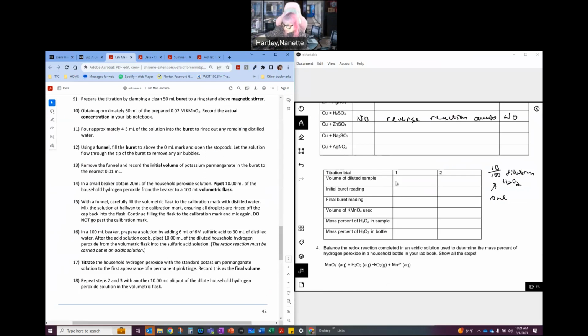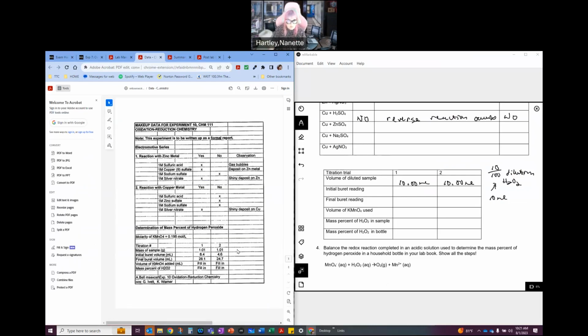So we use 10 milliliters of that diluted sample in both cases. All right. Then if I look at my data, what it says is that my initial burette volume in my first trial was 8.4 milliliters. And then my final volume is 28.1 milliliters. Move my mouse, you can see that. All right, it says to calculate these two down here, which we will.